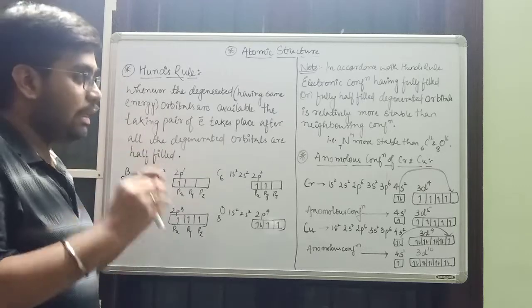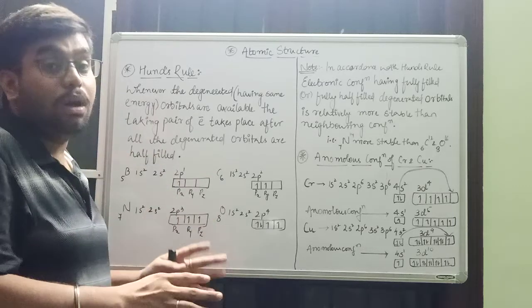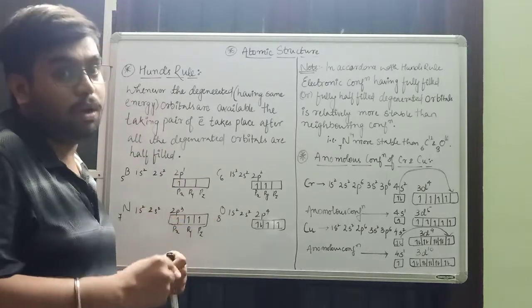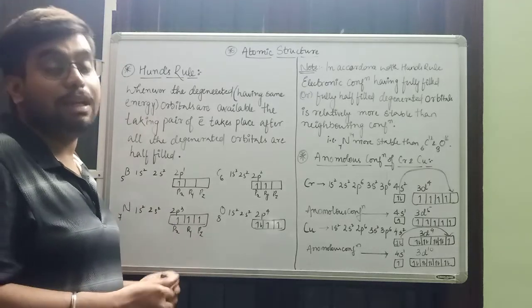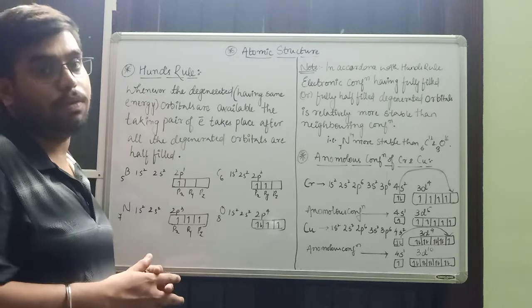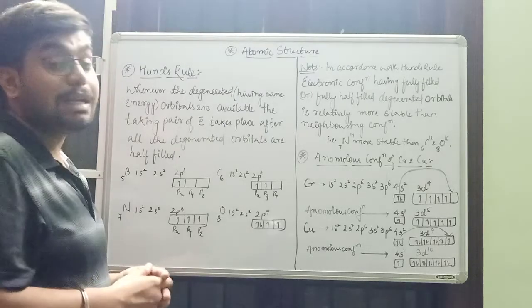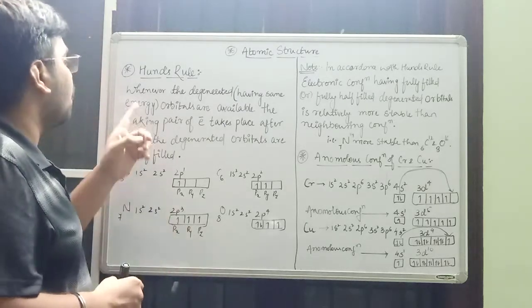Hund's rule is a bare minimum rule, the most important rule for writing electronic configuration. In the next class we will learn how to write electronic configuration. So now let us start with this rule.